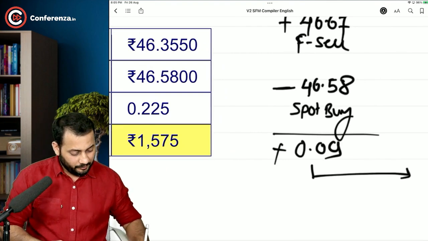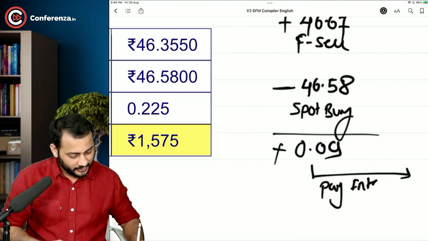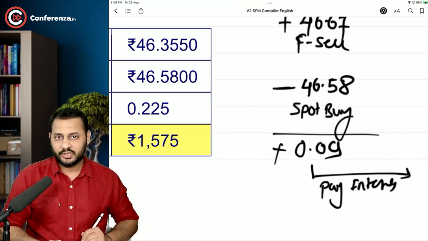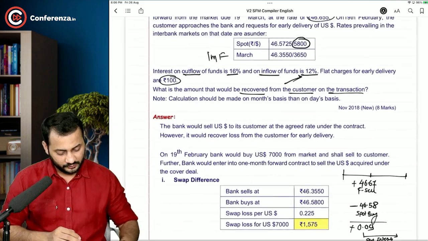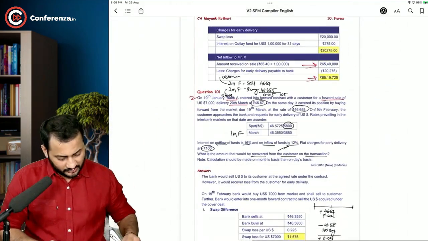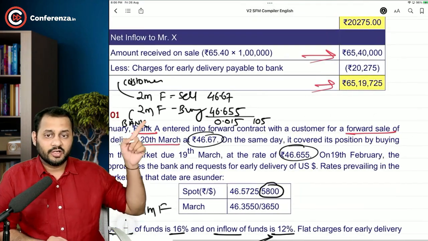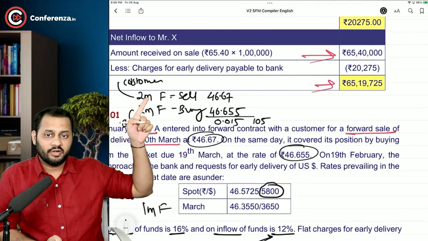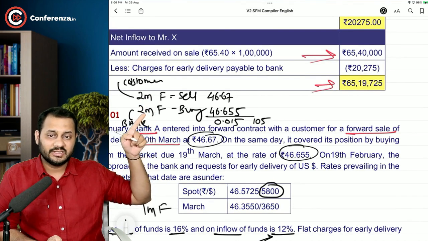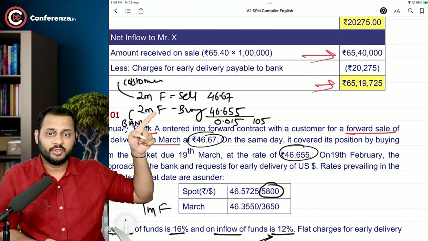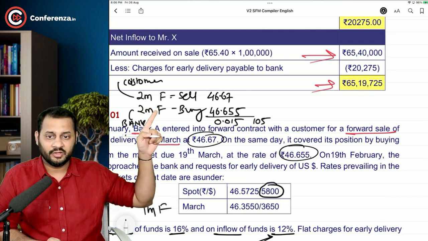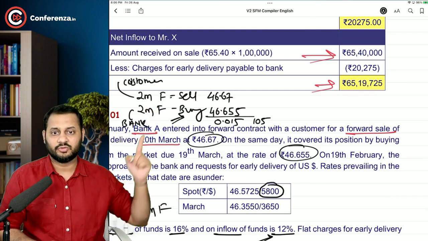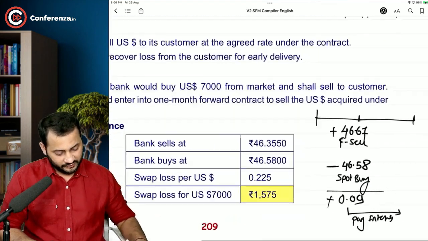So we will pay interest. The bank will pay interest. Okay. For 1 month on this 0.09 rupees per dollar. Okay. Now, but think about the cover contract. The original contract was supposed to get cancelled with this, but now this has been left alone. We need to do something for this. We need to cancel it by 1 month, because 1 month is left for the maturity. Forward sale contract, because the original one is a buy. 46.655.